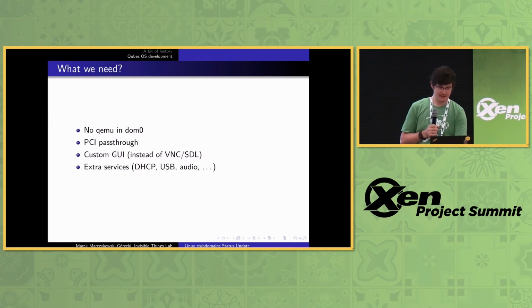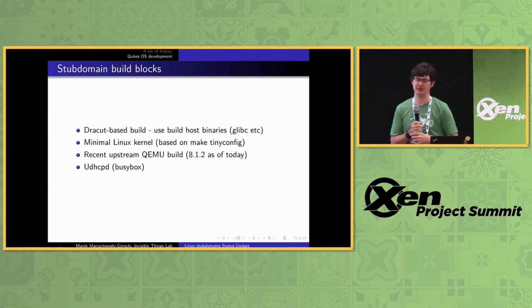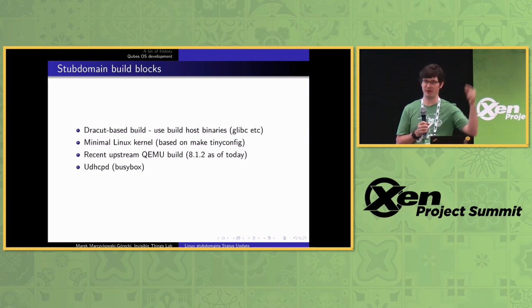Okay, so how is it done? We have a Dracut-based build. Dracut is a tool to build initramfs on Red Hat systems. The convenient thing is it has a tool to pick up a binary with all required libraries. So we pick up host binaries and copy them with all the required libraries.